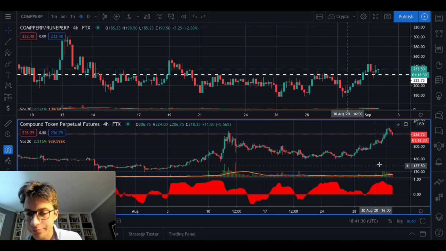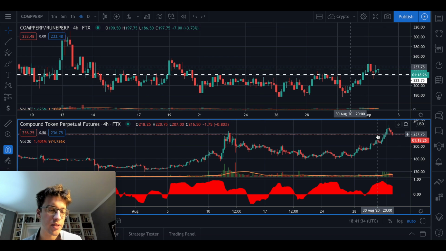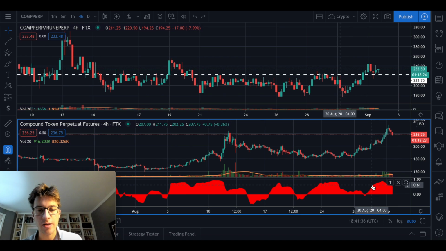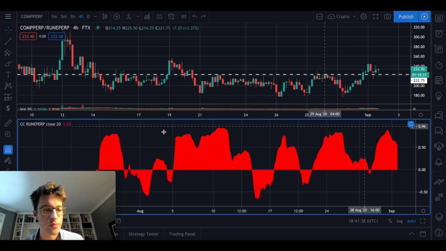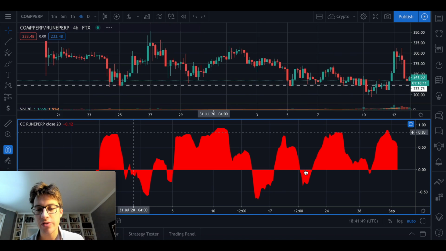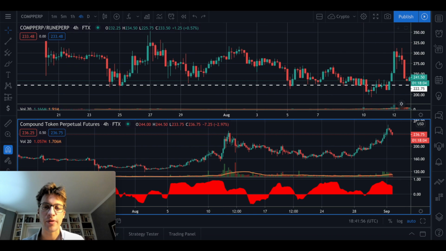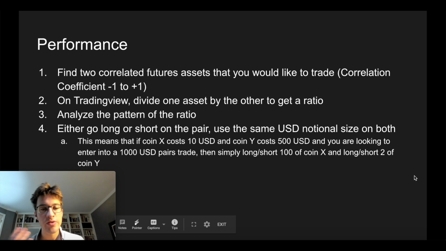But look down here. This is COMP on FTX. It's a perpetual asset. Let me see if it tells you. Yep, here you go. This is the correlation that COMP has to RUNE perp on FTX as well. And this is on a 4-hour time frame with a period of 20. So as you can see, they're pretty highly correlated, more highly correlated than most. And that was the coin pair that I used for today's video. So that's the first thing that you want to do.